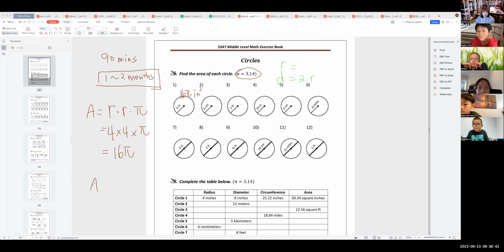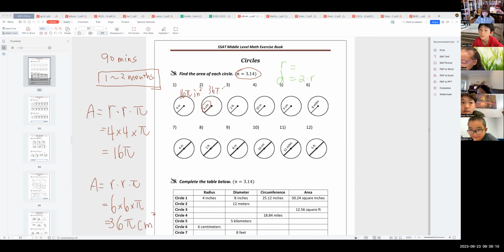So Taylor, do you want to try? We know area equals r times r times pi. For the second question, what is the radius? 6. Very good. So it's 6 times 6 times pi. So equals what? 6 times 6 equals 36 pi centimeter square. Okay, 36 pi centimeter square.